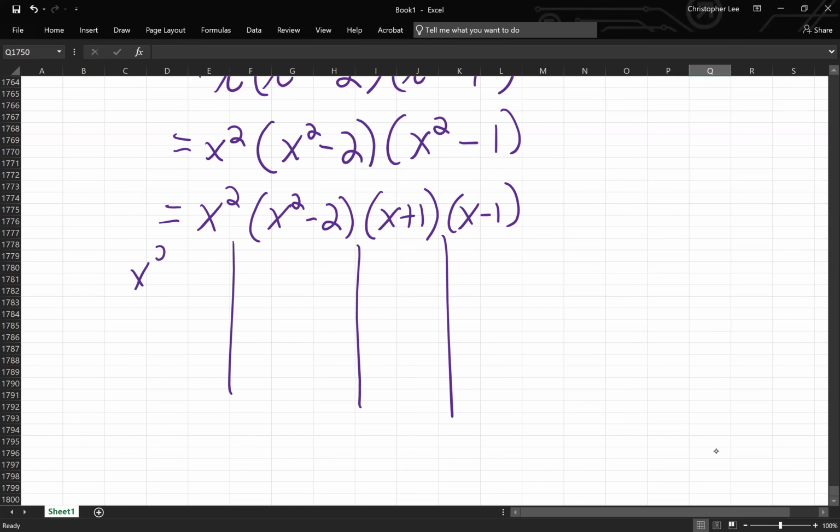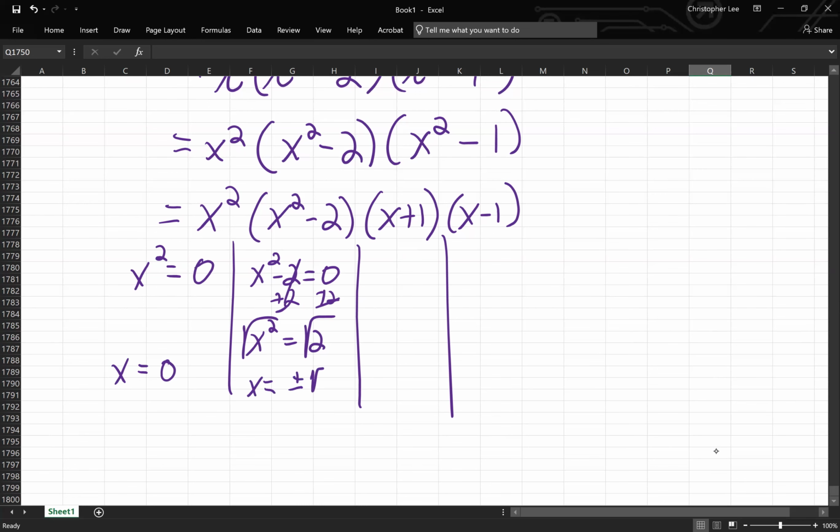So I got x squared is equal to 0. So you already know that's x equals 0. I got x squared minus 2 equals 0. Add 2, add 2, right? So now I got x squared is equal to 2. There's some complex nonsense right here. So plus or minus square root 2. Oh, just square root 2.